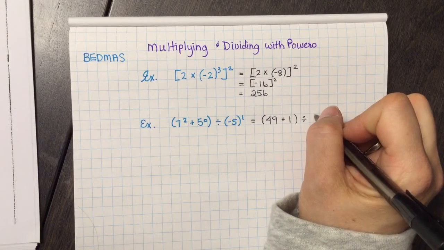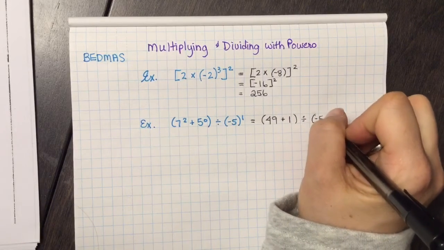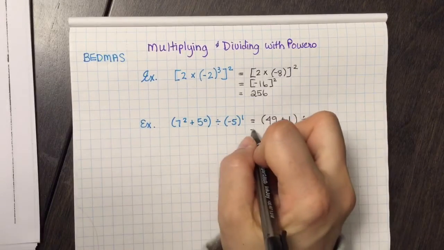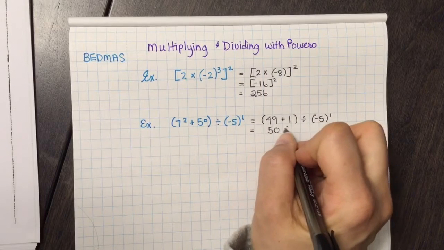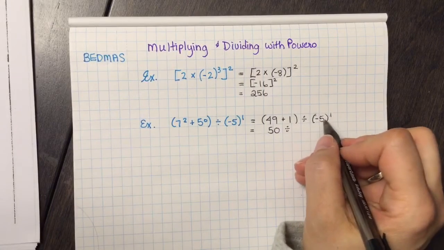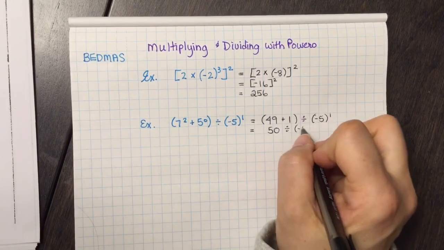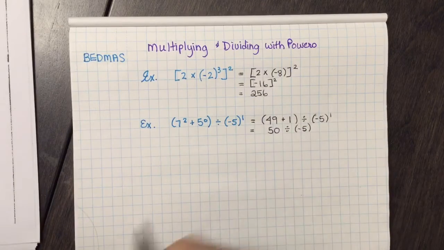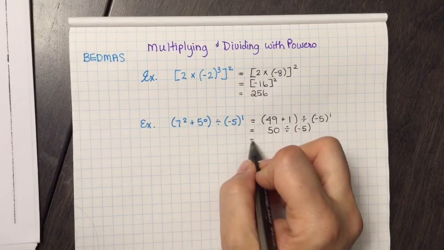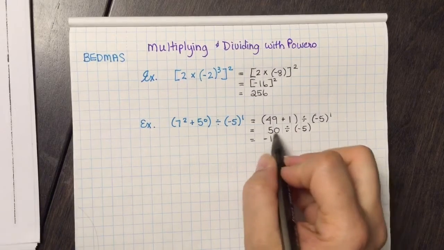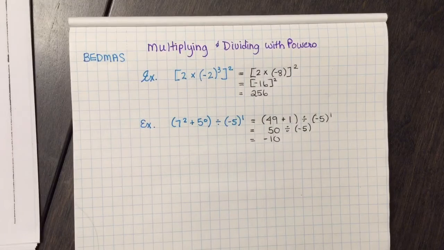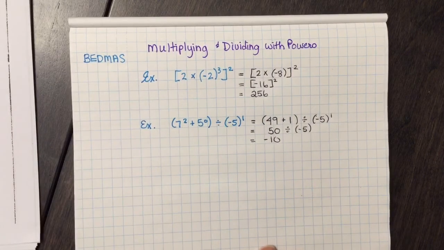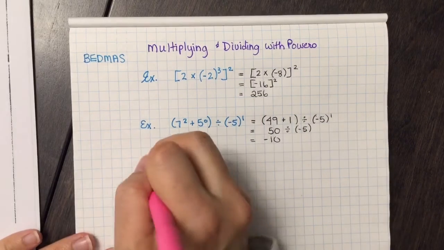is just, oh, sorry, I guess we could leave that. Okay. What's inside this bracket here? This is now 50 divided by negative 5 to the 1, which is just negative 5. Okay. 50 divided by negative 5 equals negative 10. Positive divided by negative is negative. 50 divided by 5 is 10. Awesome. Okay, here's a couple checks, and then I want you to give it a try.